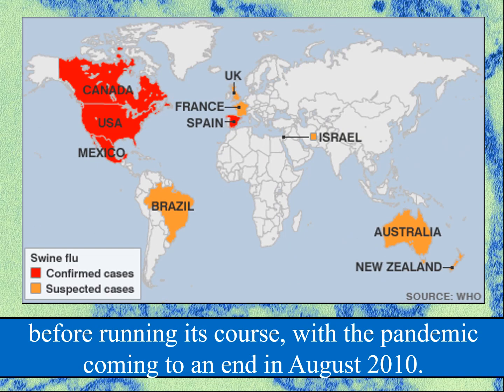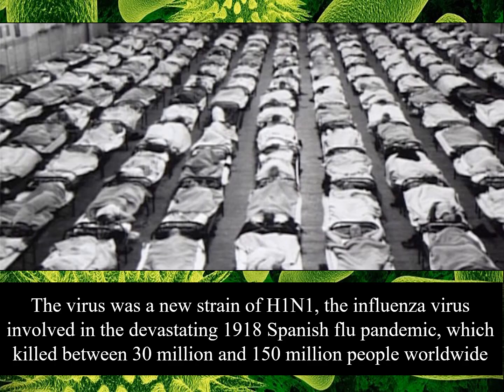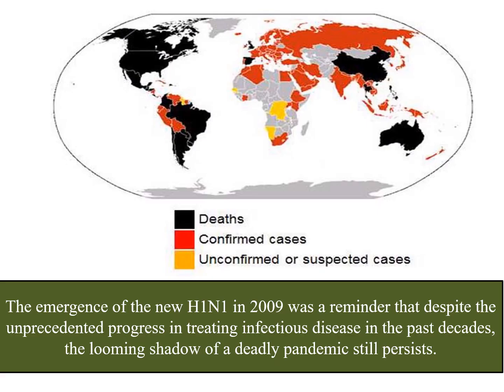before running its course with the pandemic coming to an end in August of 2010. The virus was a new strain of H1N1, the influenza virus involved in the devastating 1918 Spanish flu pandemic, which killed between 30 million to 150 million people worldwide. The emergence of the new H1N1 in 2009 was a reminder that despite the unprecedented progress in treating infectious disease in the past decades, the looming shadow of a deadly pandemic still persists.